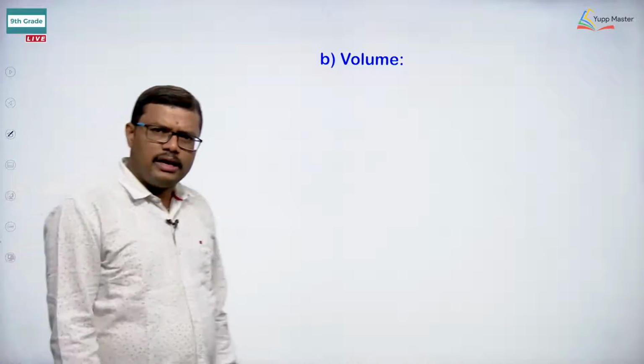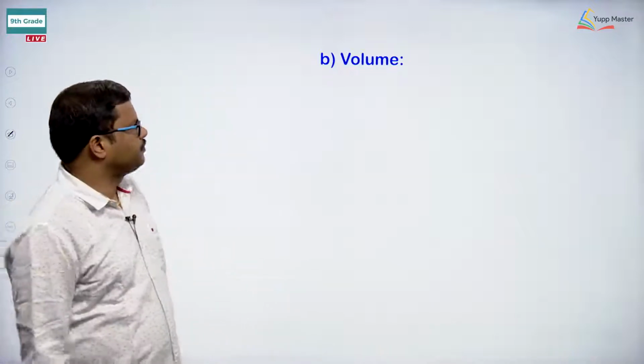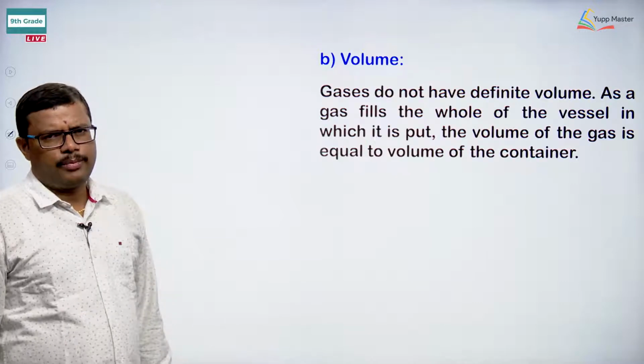So mass is a measurable property of a gas. Depending upon the weight that we take, the mass is going to change, right. Next is the volume. So volume is also a measurable property of a gas.